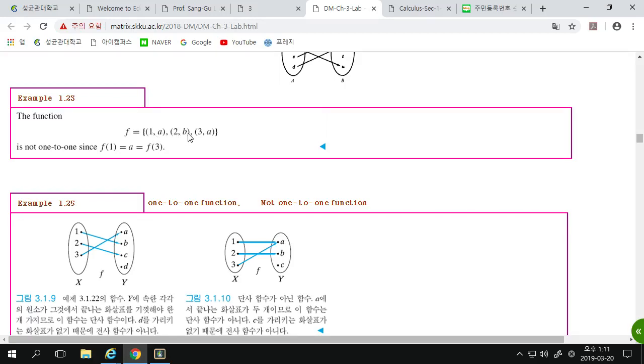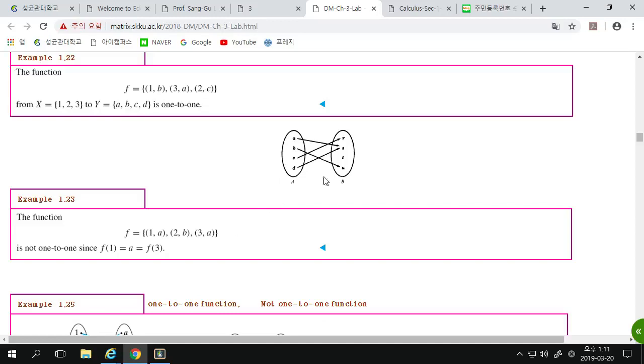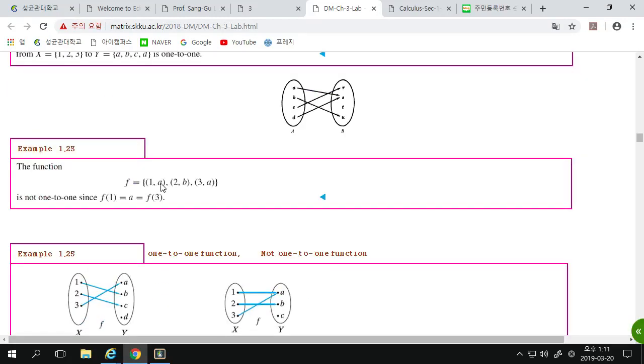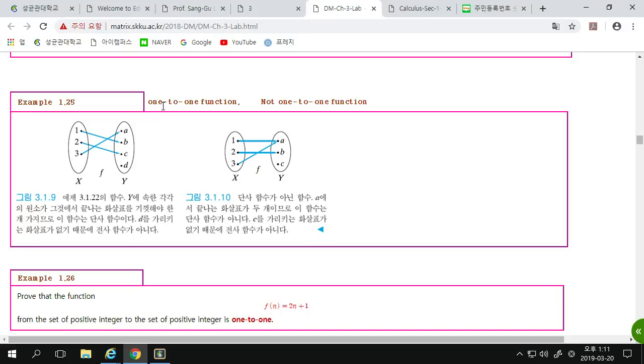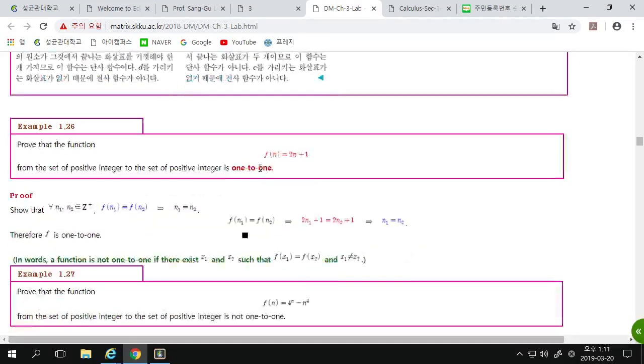The function here is not one-to-one. 1 goes to A, 2 goes to B, and 3 goes to A. Here, f of 1 and f of 3 are the same, but 1 is not the same as 3. So it violates the condition of one-to-one. So this is an example of one-to-one and not one-to-one. If we have three separate arrows like this, then it is one-to-one. But if you have one common target like this, then this is not one-to-one.